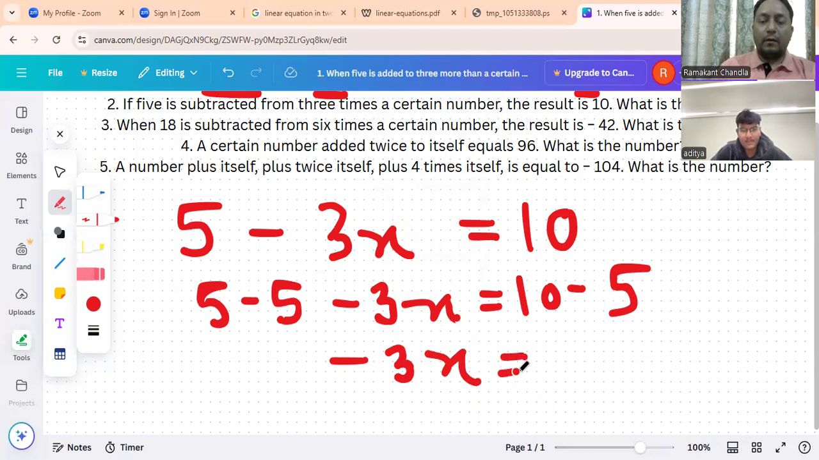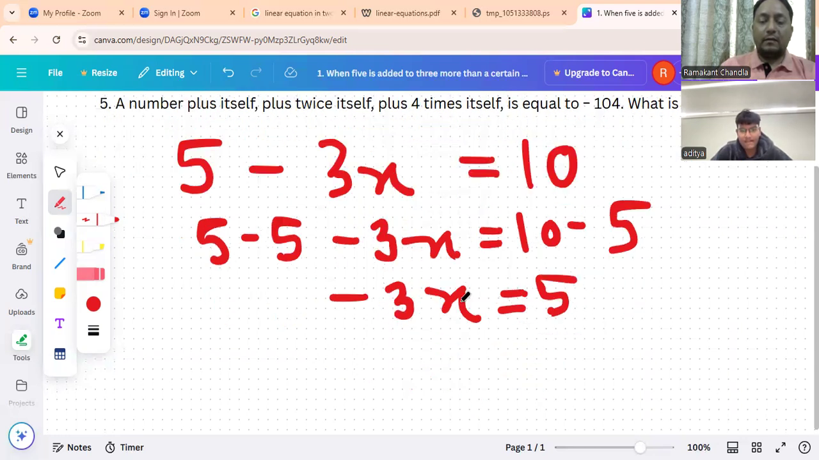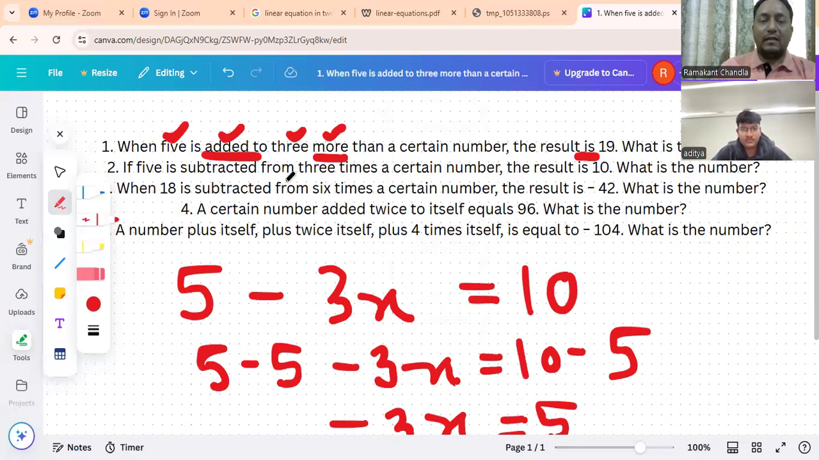Okay. And what would be the answer? The answer would be equal to minus 5/3. Now, this is what you have attempted. I just want to ask you, there is a word "from." Now, what do you get from the word "from"?